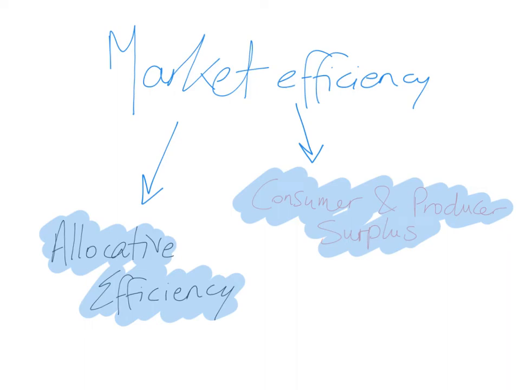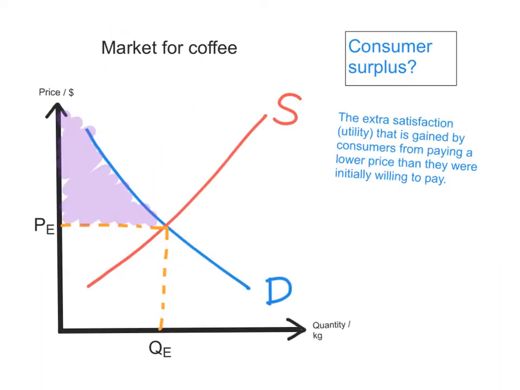This video will introduce the concept of market efficiency. We will first look at the concepts of consumer surplus and producer surplus, and we'll also explain the concept of the allocative efficiency of markets. So what is the concept of consumer surplus?